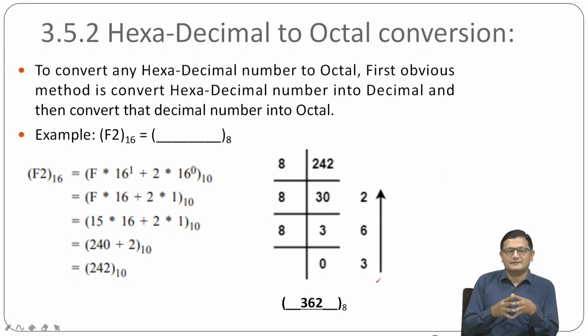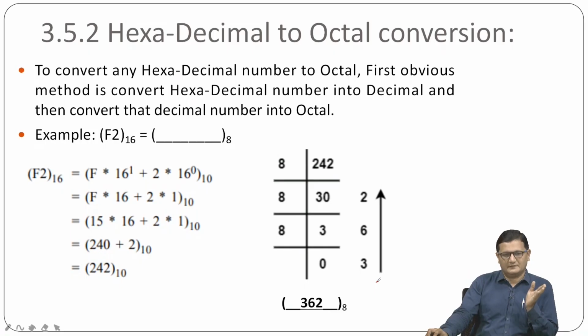And once you have the decimal, then you can easily convert it into the octal format, right? So we have seen both the conversions. I have already taught you how to convert a hexadecimal number into decimal, and also how to convert a decimal number into octal. So the first obvious method is to convert the given hexadecimal number into the decimal format.